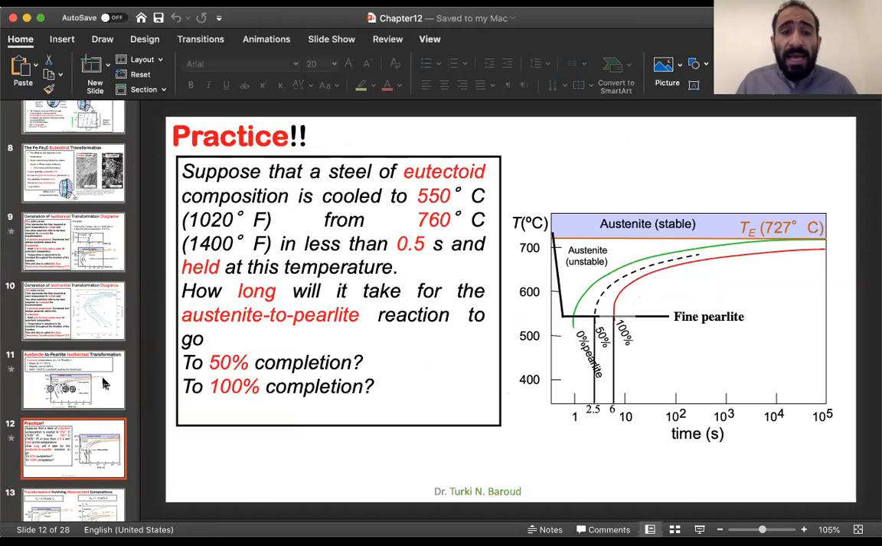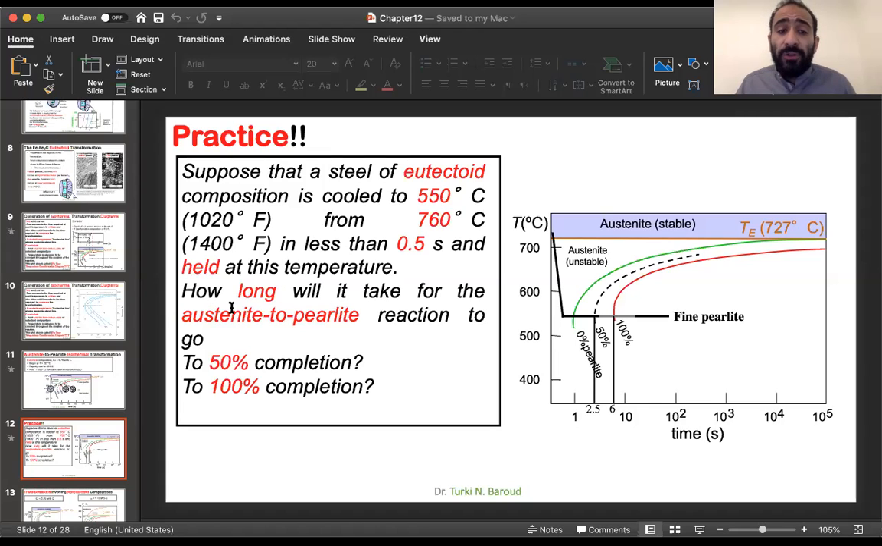Now let's say, suppose that a steel of eutectoid composition is cooled to 550 from 760. Suppose that you cool down at eutectoid composition, at 0.76, so here we are fixing the composition. In the y-axis you have the temperature, and in the x-axis you have the time, the duration. If you fix the composition and you cool down to this temperature, what's going to happen?